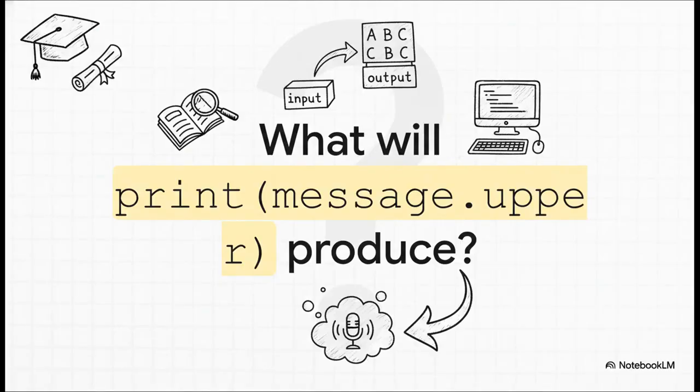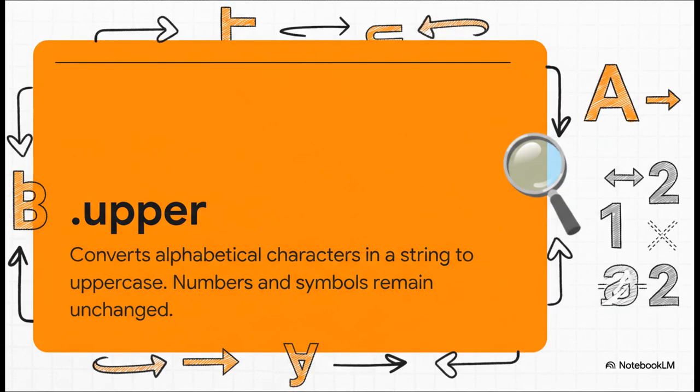What's print message.upper going to spit out? I mean, look at the name, .upper. It's kind of giving the game away, isn't it? So here's the deal with upper. It's pretty smart. It only goes after the letters, the alphabetical characters. So when it sees our string, A, B, C, D, 1, 2, 3, 4, it's going to grab A, B, C, and D and shout them in uppercase. But the numbers, the 1, 2, 3, 4, it doesn't even touch them. It just leaves them alone.